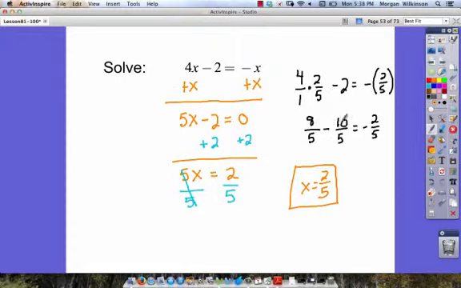Well, 8 minus 10, that's negative 2. So this is true, because our denominators stay the same. We got the right answer. X is definitely equal to 2/5.